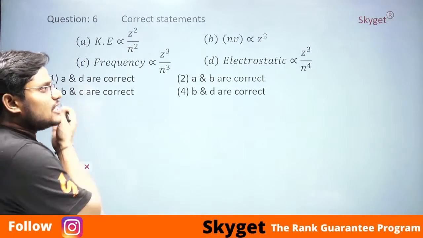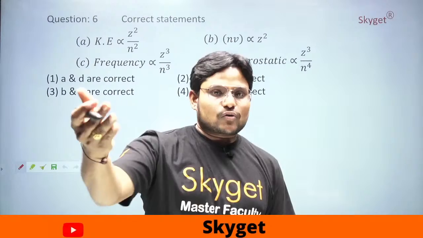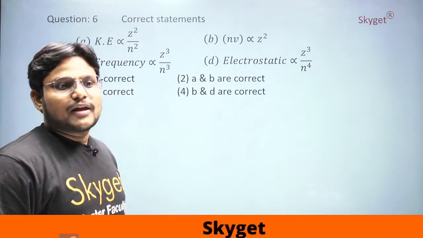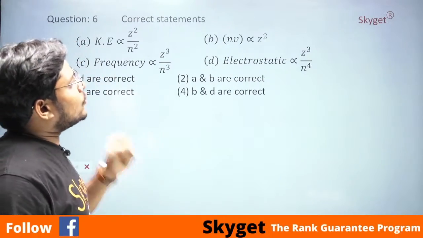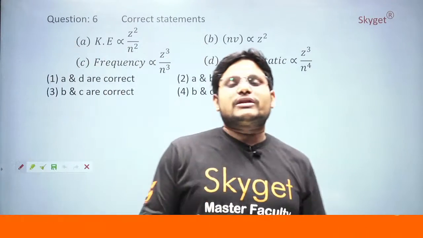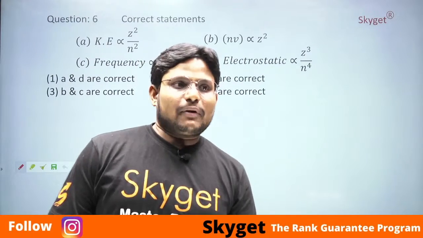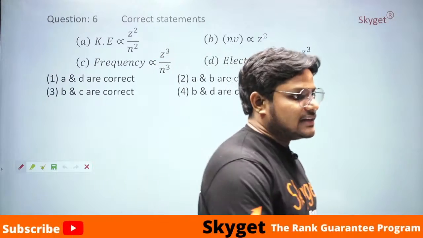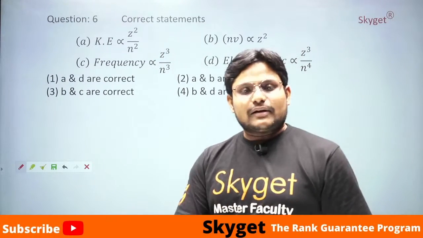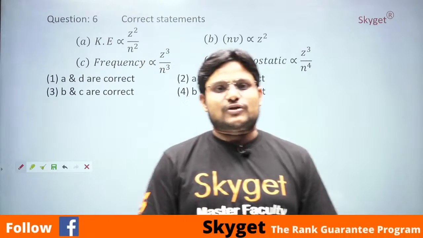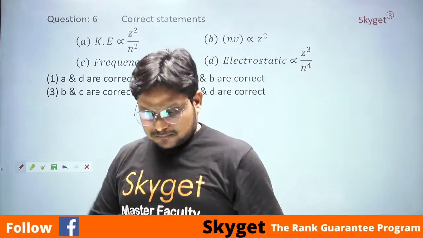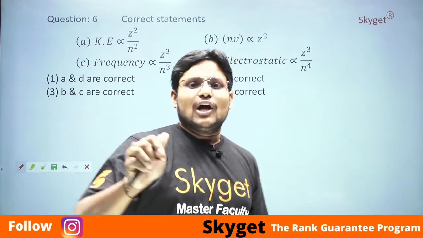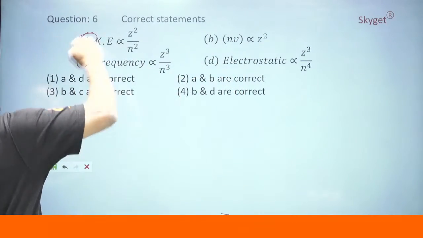Students, this is again a one or more option right question. They have given 4 options, and these are direct questions based on Bohr's atomic model theory. Bohr says that kinetic energy is directly proportional to the square of the atomic number and inversely proportional to the square of the main shell, n. So according to the statement, the first option is right.